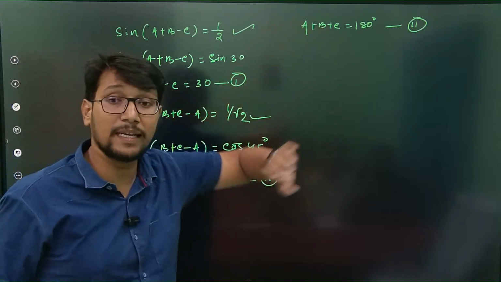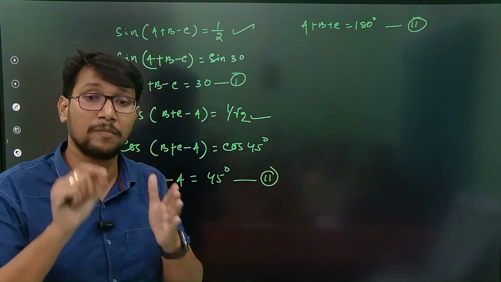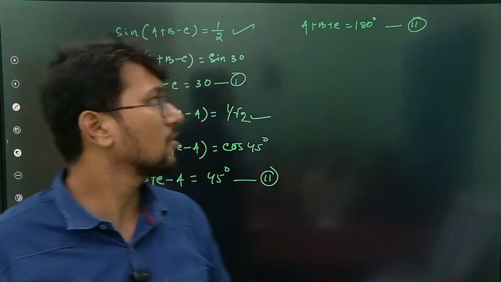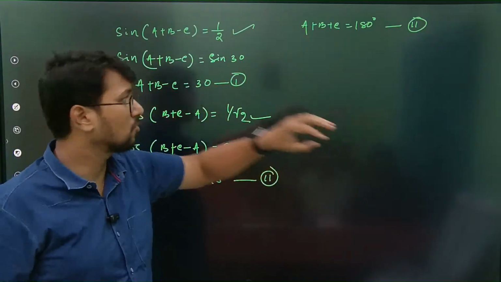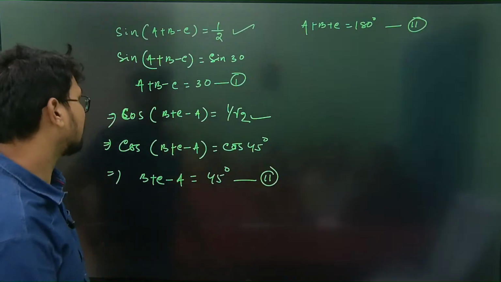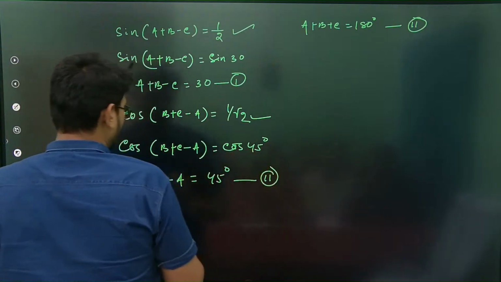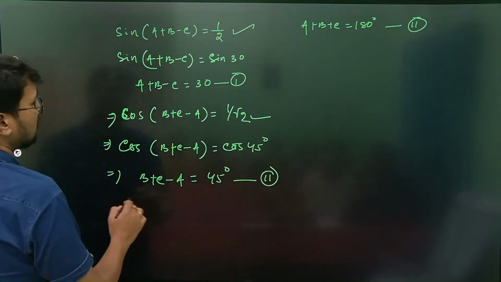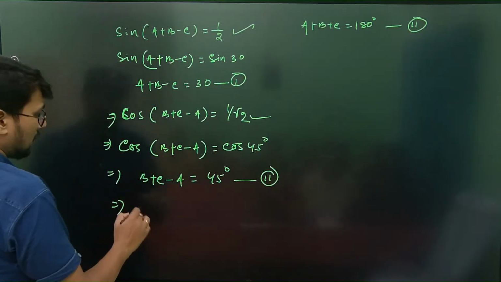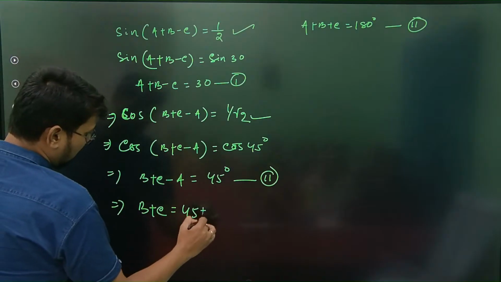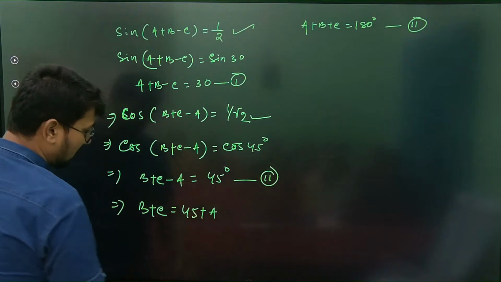And the third one, what is given? A, B, C are the angles of a triangle. So the angle sum property we know. Though there are three equations, we can find the value. How? See, I can write now from here, B plus C value is how much from here? 45 plus A, 45 plus A.